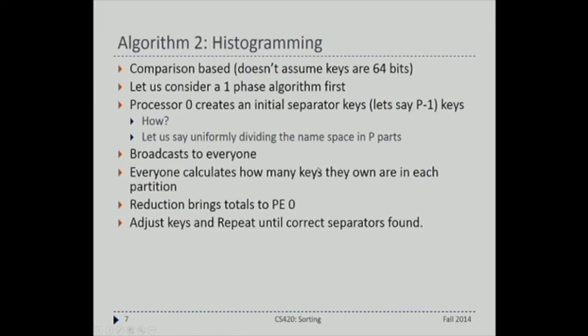How did you calculate the initial separator keys? Processor 0 creates the initial separator keys. Can you think of a way of improving that? How can we make our initial guess to be as close to the real thing as possible? Yes?